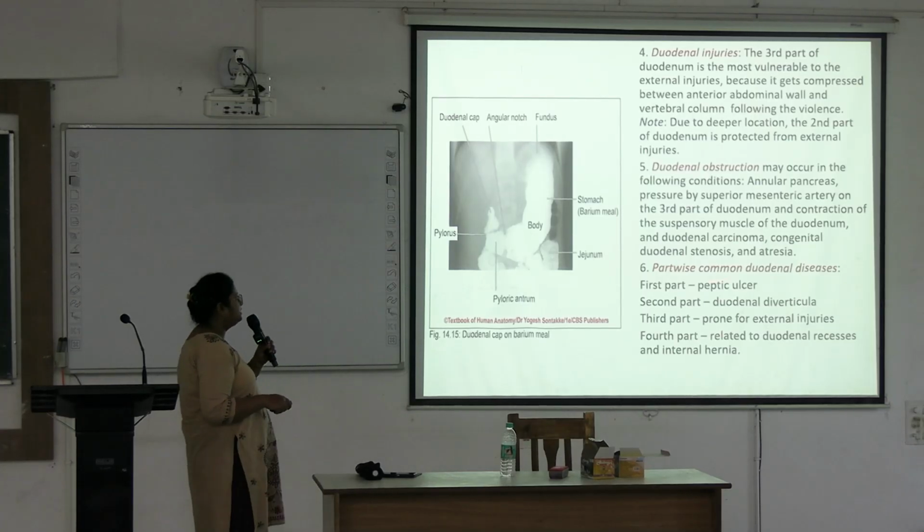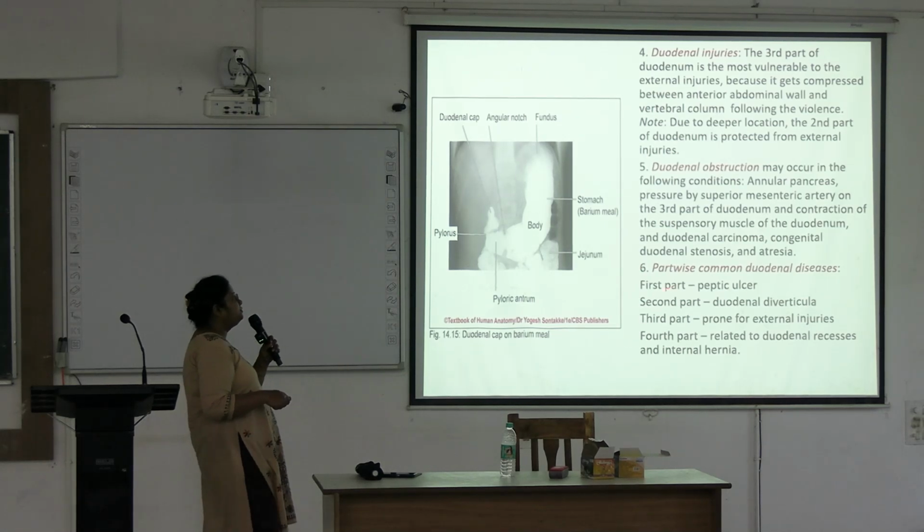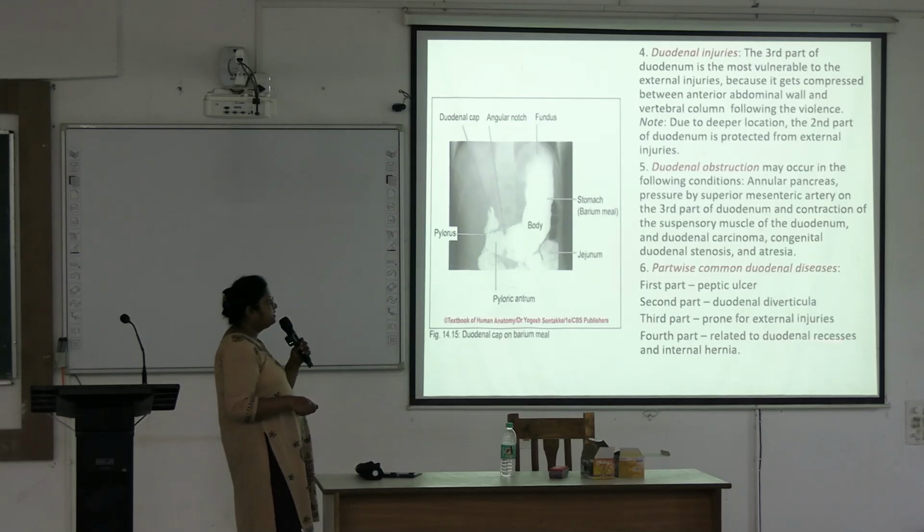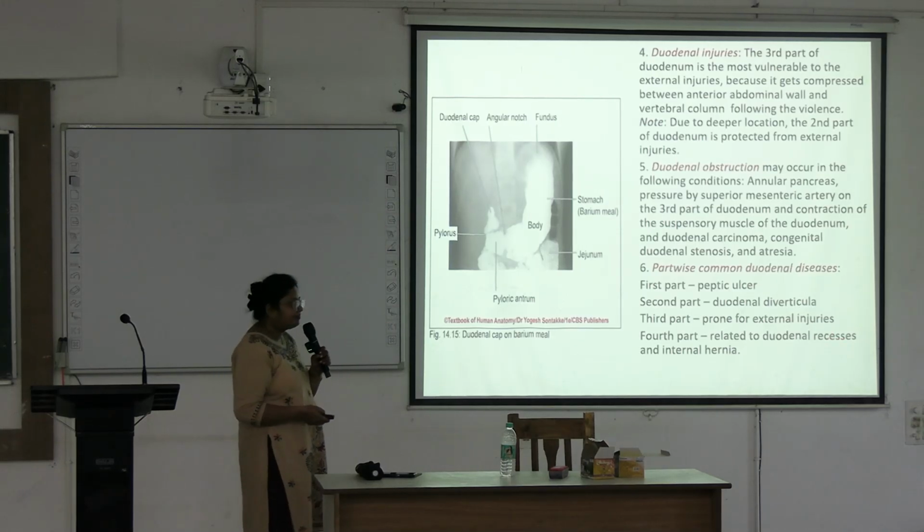Part-wise common duodenal disease. First part is prone to peptic ulcer. Second part is prone to duodenal diverticula. Third part is prone for external injuries. And fourth part is related to duodenal recesses and internal hernia.